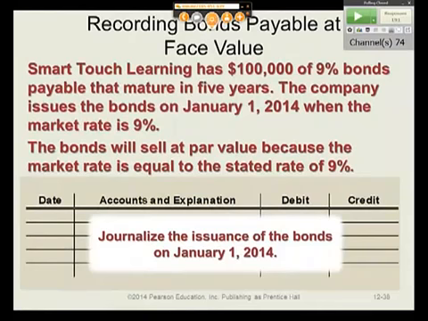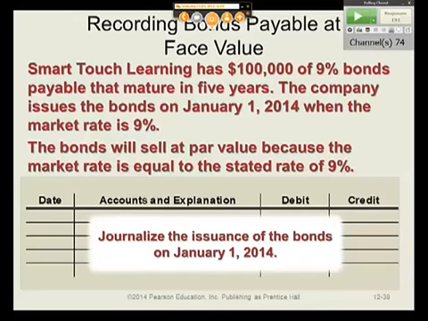It's the best way to see this. Smart Touch Learning is now going to borrow in the bond market. They issue $100,000 worth of bonds. There are tons of bonds in that issue. That's not just one bond. There are 100 bonds in there, actually, with $1,000 par, for example. 9%, they mature in 5 years. They issue them on January 1 of 2014 when the market rate is 9%.